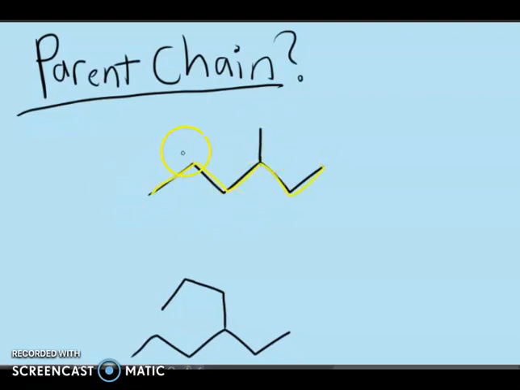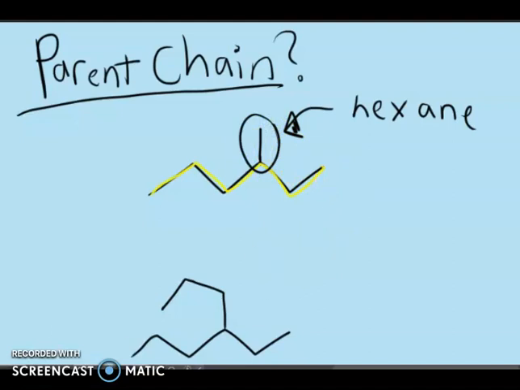So then we'll count 1, 2, 3, 4, 5, 6. So we know that we're going to have hex, because that's our prefix for 6. And we're still going to have ANE, because that's our ending. Now we're going to get into what do we do with this group right here in just a couple slides. So don't worry about this just yet. We're going to get there.